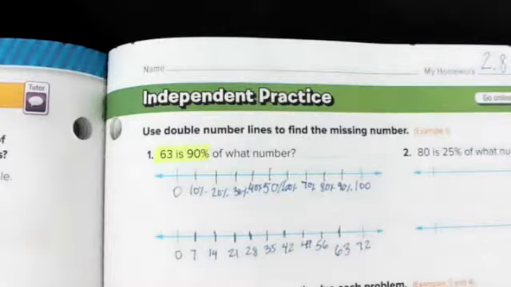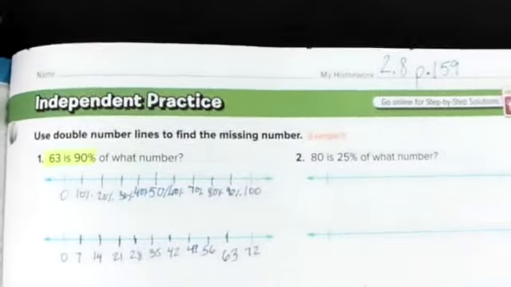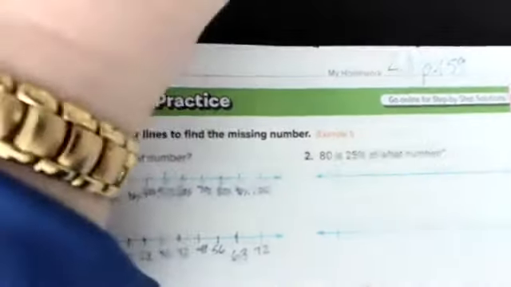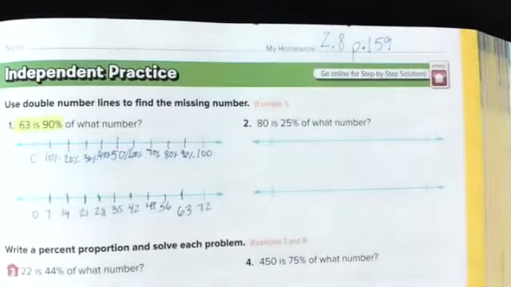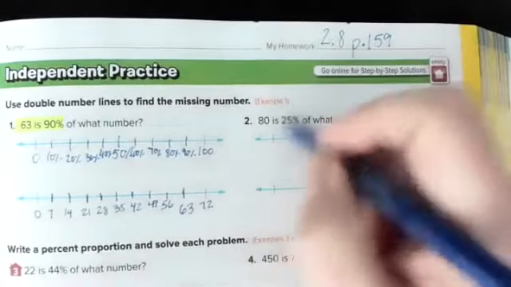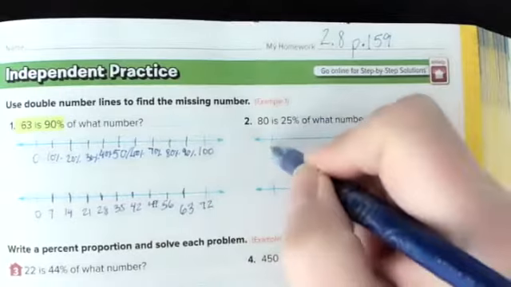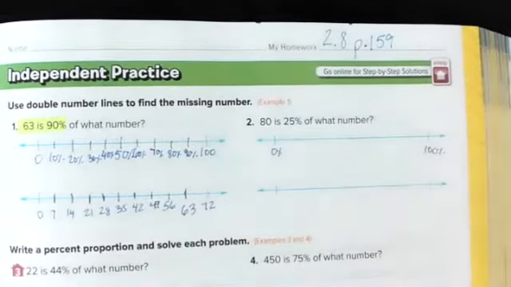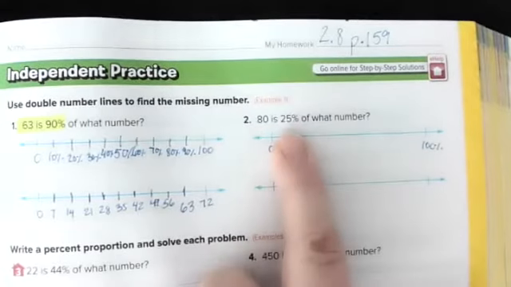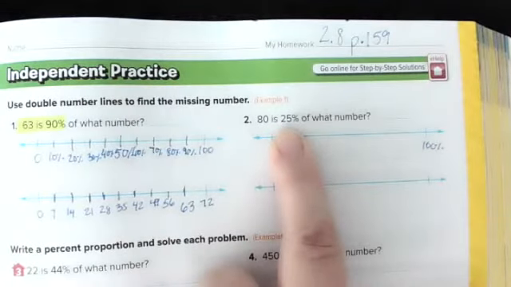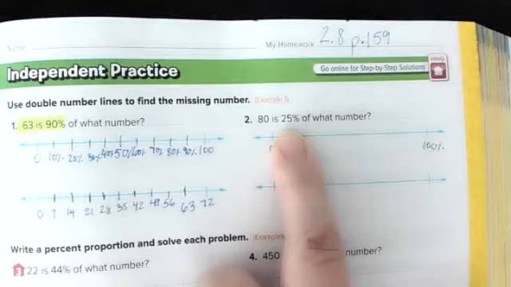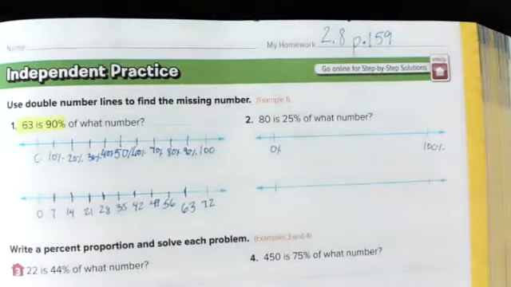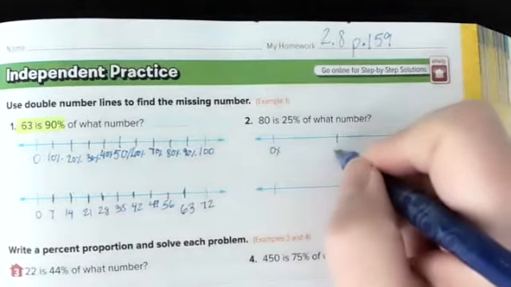All right, number 2, we have 80 is 25% of what number? So again, we're going to work with percentages and the double number line. So we have 80 is 25% of a number. So we'll have 0%, 100%, and I know I want my increments to go into 25% and then 100%, which is very basic. We're just counting by 25%.